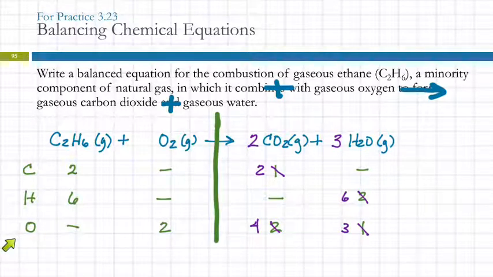Now I get to my oxygens, and I've got 2 here, and I've got 4 plus 3 is 7. What do I multiply 2 by to get 7? 3.5, right? 7 halves would do it. Most students don't really care for fractions, so let's avoid using the fractions. This is what I call the odd-even problem. Here I've got oxygen atoms coming in pairs, and they're always going to come in pairs. And over here I need an odd number.